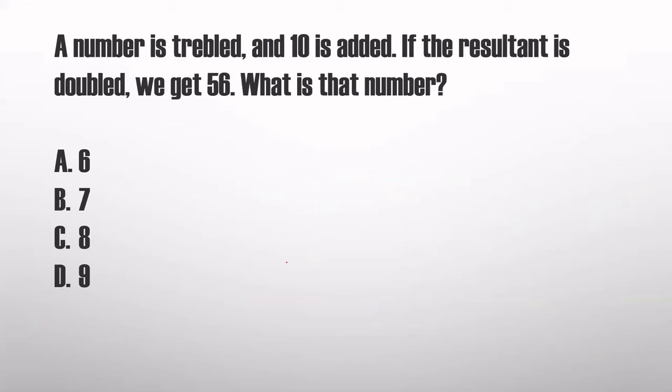So the next question is, a number is tripled and 10 is added. If the resultant is doubled, we get 56. What is the number? So let the number be x. It is tripled, so triple is 3x plus 10.